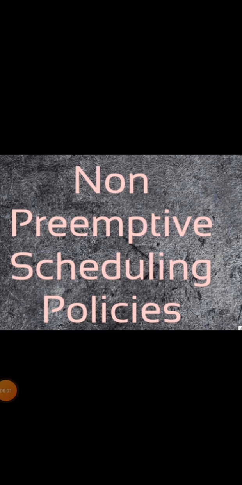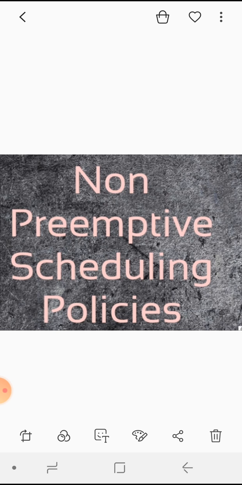Everyone, let's discuss scheduling and the different kinds of scheduling in this session. We know scheduling is nothing but deciding which program should be given the CPU and for how long. So this scheduling can be of two kinds. One is non-preemptive and the other one is preemptive.